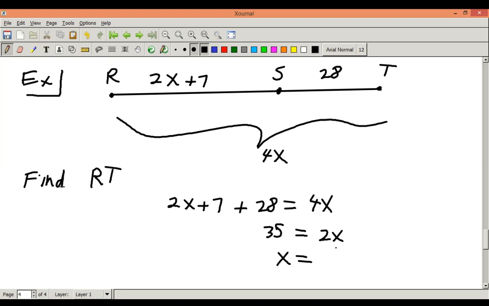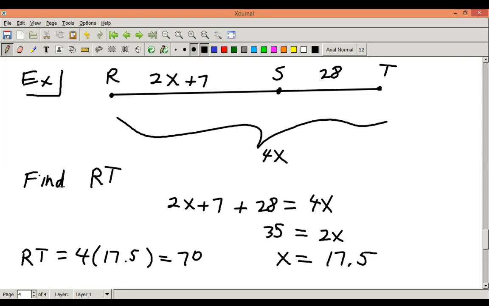I'll just write it as a decimal. It doesn't matter because we're not done yet. Because remember, we're trying to find the segment RT, so we've got to multiply that answer by 4. So segment RT equals 4 times that x we just found, 17.5. All right, so that's going to give us 70. So the length of that segment RT is 70, whatever, inches, meters, whatever you want.